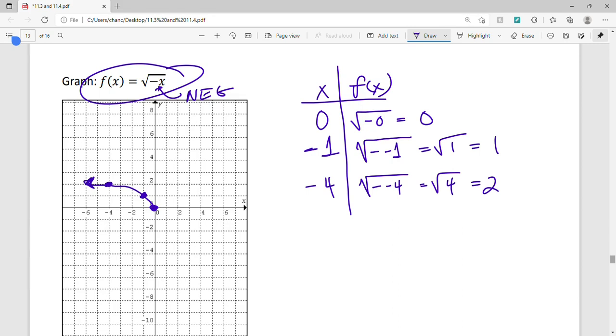If the negative is on the inside of that radical, we're going to flip it to the left. That's something to remember.